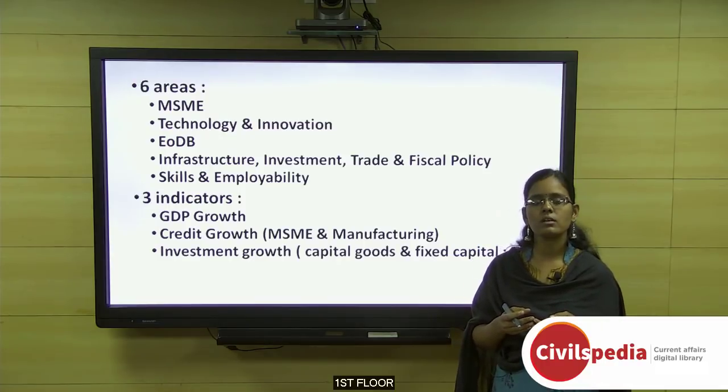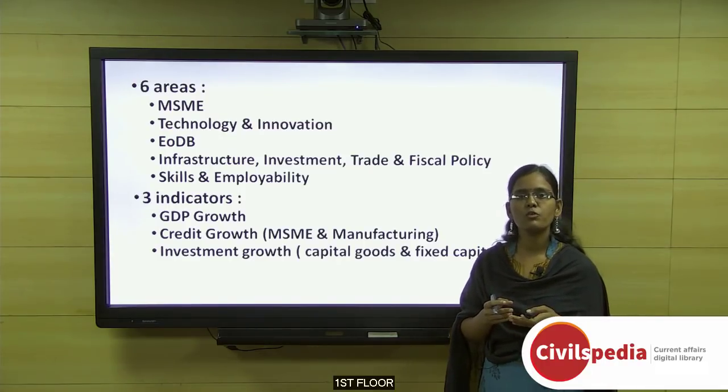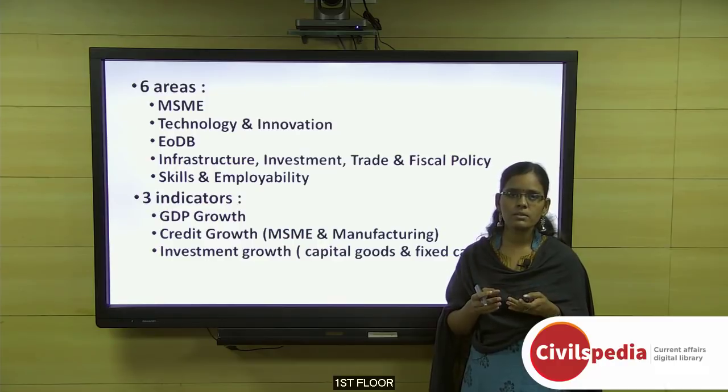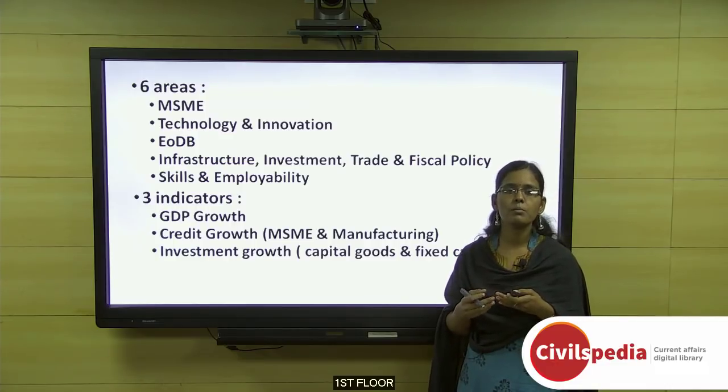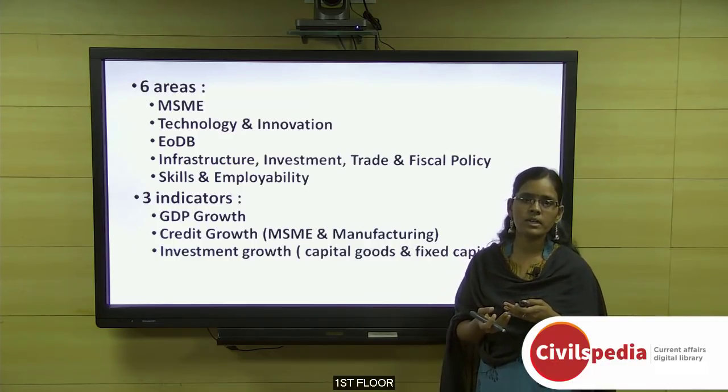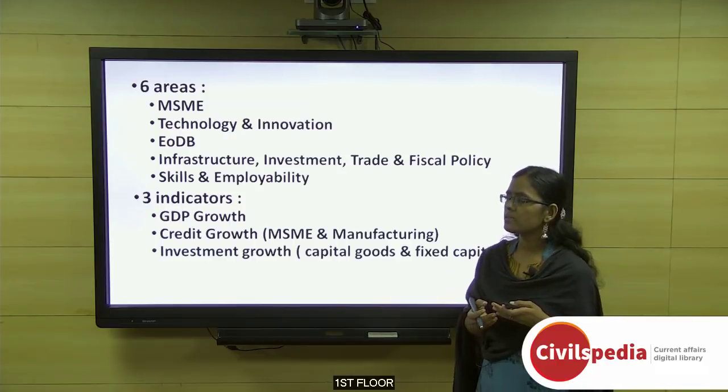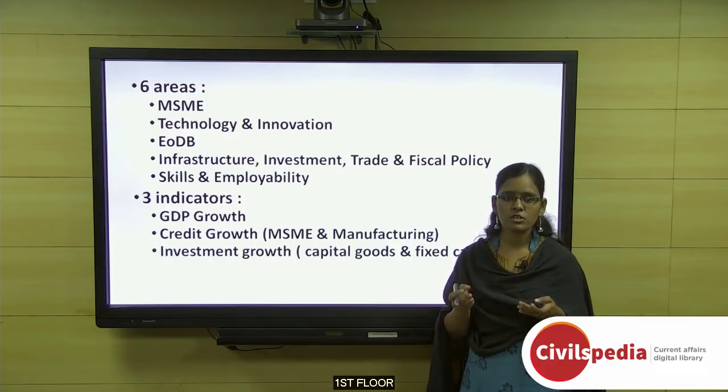And the third important thing is ease of doing business, because by simplifying business regulations and having ease of doing business, more entrepreneurs will come, which will create more jobs for the new demographic dividend people. And the fourth important task is how we are going to enhance the infrastructure.